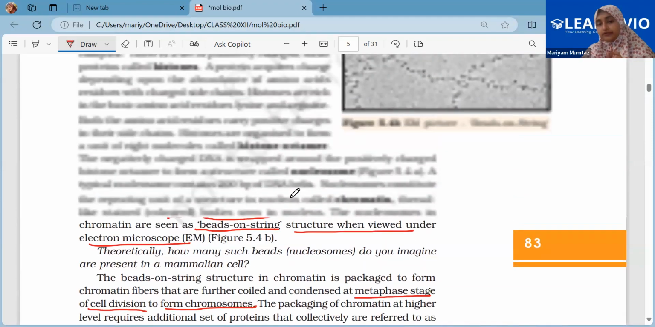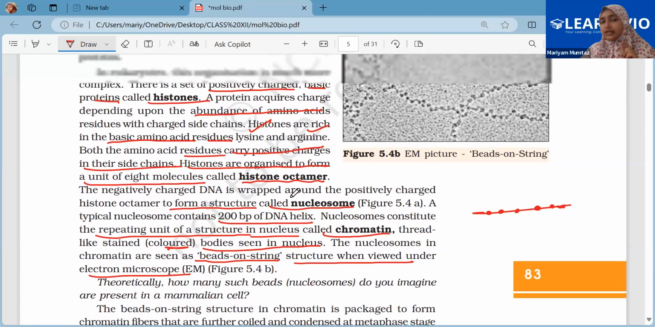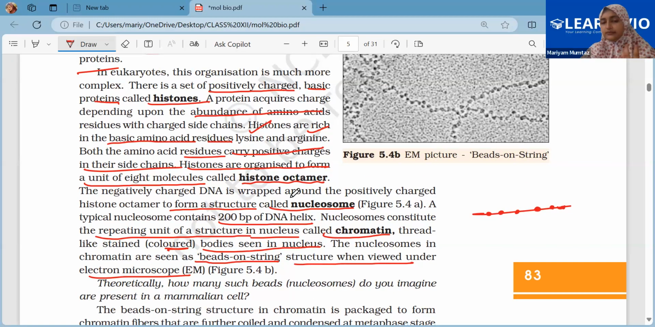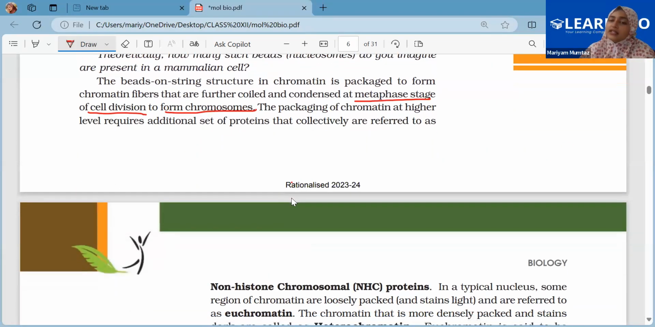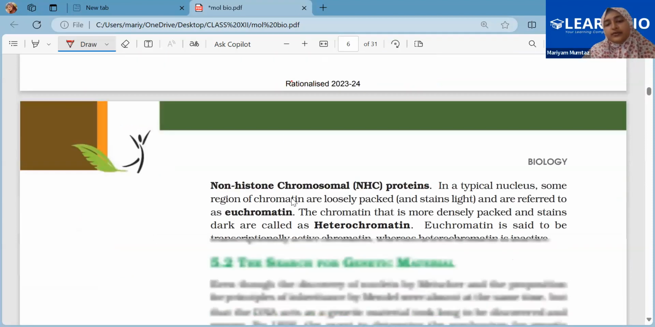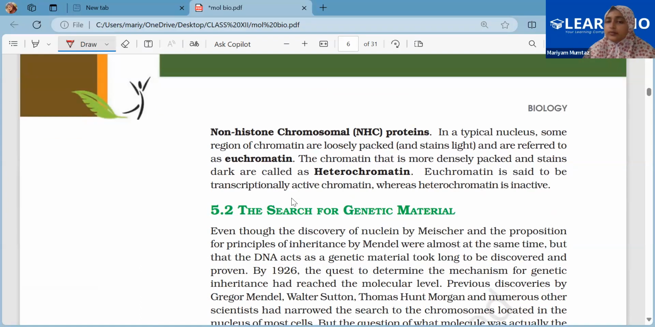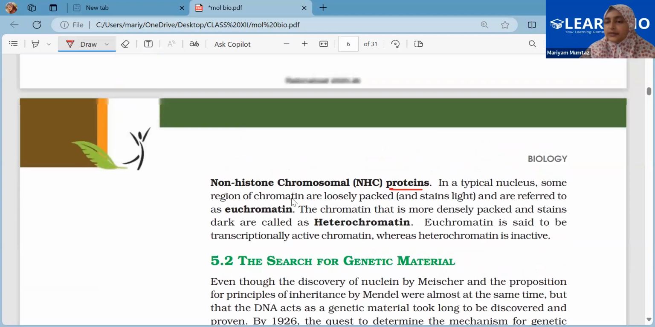So starting off, we have DNA plus histones, first of all histones making the histone octamer. Then DNA wrapping around the positively charged histone making nucleosome. Nucleosomes being present together make chromatin. And then lastly, from the chromatin, chromosomes are formed. Now, the packaging of chromatin at high level requires an additional set of proteins that are collectively referred to as non-histone chromosomal proteins, NHC.